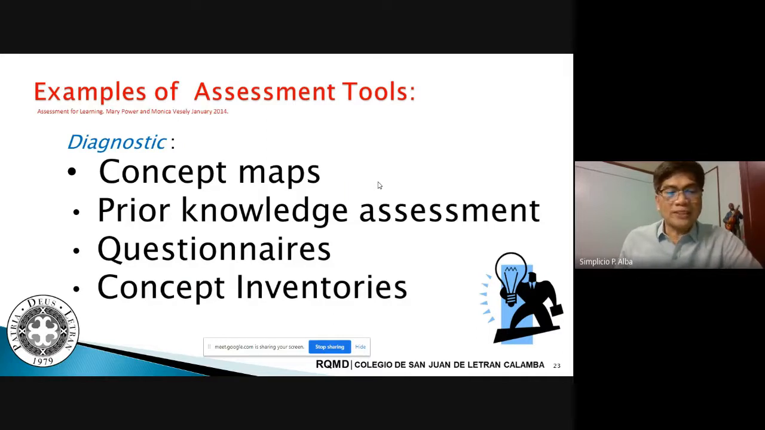So here are a few examples of assessment tools categorized as diagnostic, formative, and summative. We have to remember that diagnostic assessments assess a learner's current knowledge base or current views on a topic or issue to be studied in a course. Some examples are concept maps, prior knowledge assessment, questionnaires, and concept inventories.